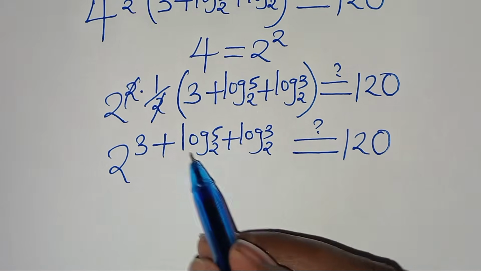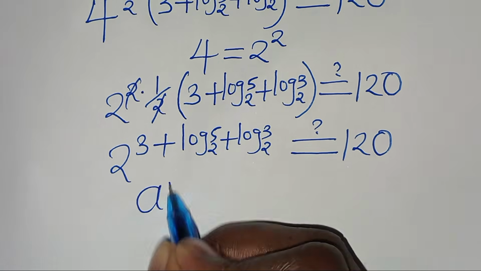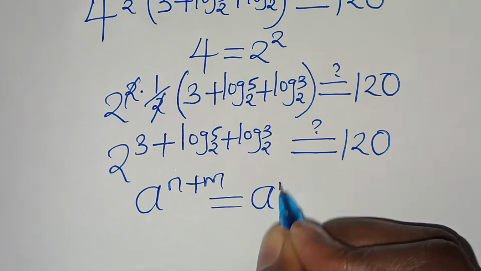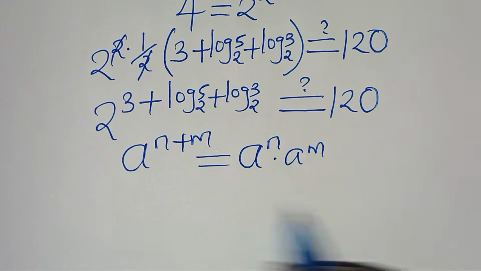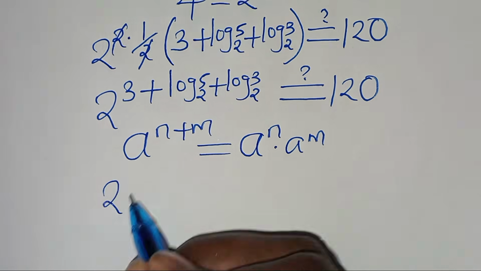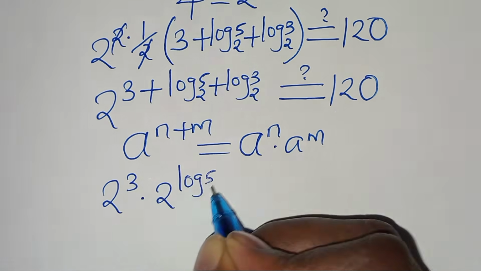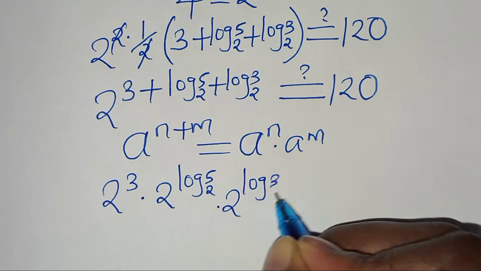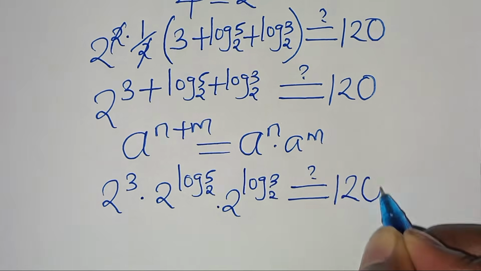So 2 to the power of 3 plus log 5 to base 2 plus log 3 to base 2 is in the form of a to the power of n plus m, which we can express as a to the power of n times a to the power of m. Let's apply this exponent property so that now we have 2 to the power of 3 times 2 to the power of log 5 to base 2 times 2 to the power of log 3 to base 2. This should give us a value of 120.